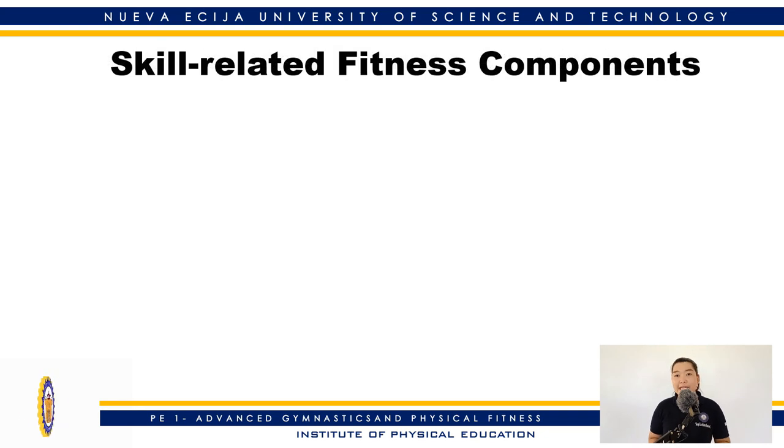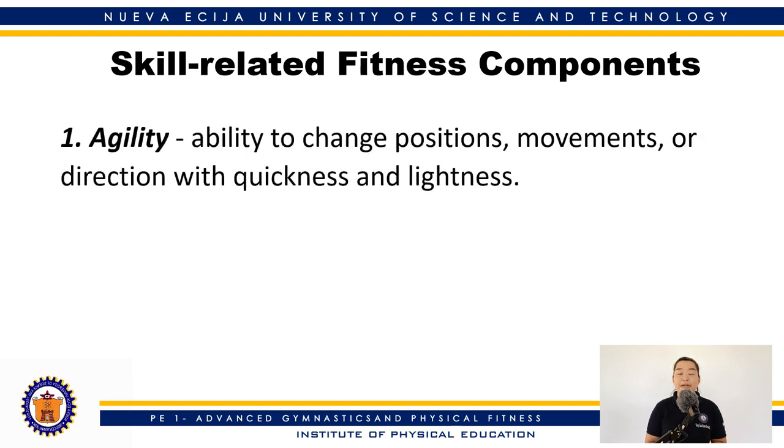Okay, next one, we have the SRC or what we call performance or skills-related fitness components. Ito na yung sinasabi natin na sa component na to, we are able to know what are the specific sports or talent we can be participating in or we can pursue. For example, number one, we have agility. So agility is the ability to change positions, directions, movement in a quick and light movement.